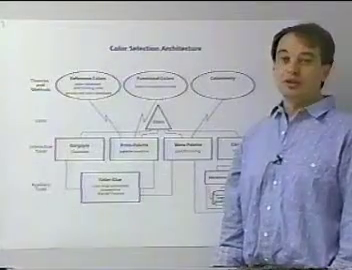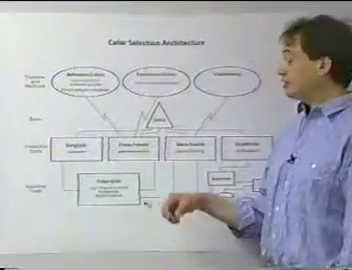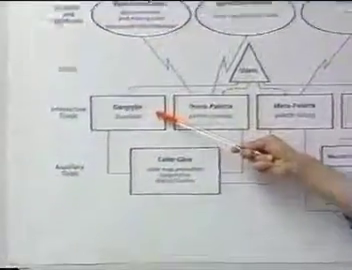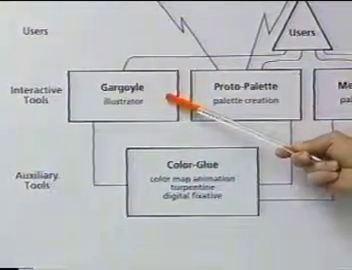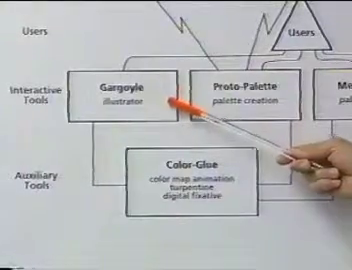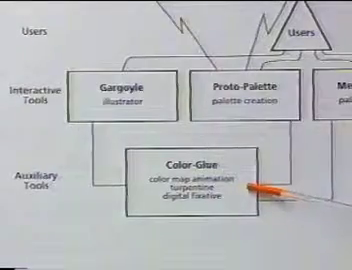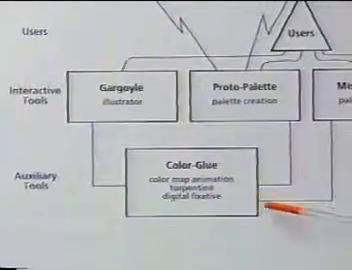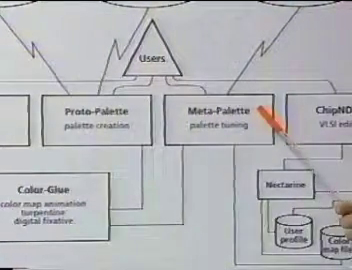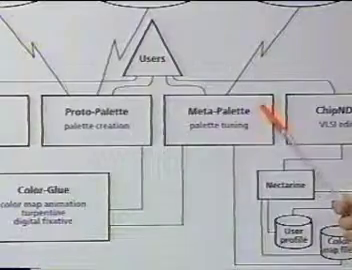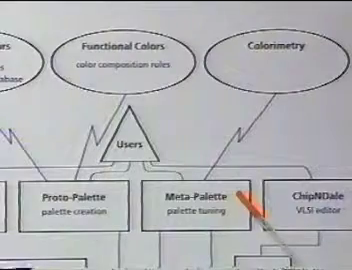This demo is on color selection. In particular, you will take a picture generated in the Gaggle Illustrator, and we will modify the colors in it using an interfacing tool called Color Glue, which bridges the Gaggle Illustrator to the Meta Palette. The Meta Palette allows us to edit a palette by moving around points in a chromaticity diagram.